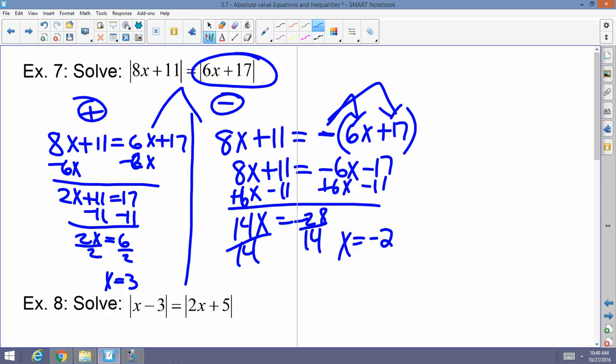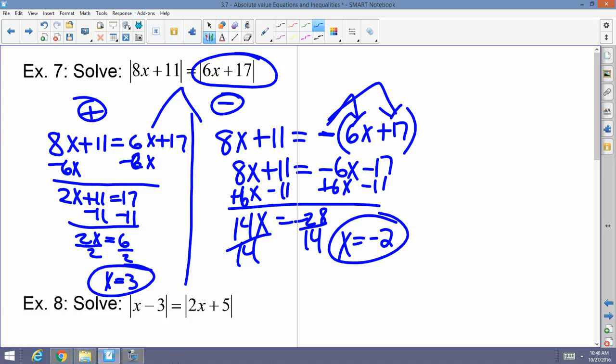Now let's see if it works. When x is 3, I got 24 plus 11, so that's 35. Absolute value of 35 is 35. And 18 plus 17 is 35. It works. Negative 2, I got negative 16 plus 11, which is negative 5. Absolute value of that is 5. And then I've got negative 12 plus 17, which is 5. Absolute value of that is 5. They both work. x equals negative 2 and positive 3.